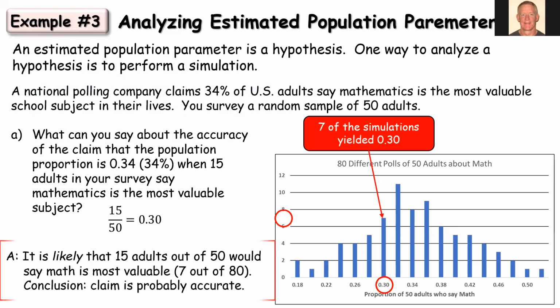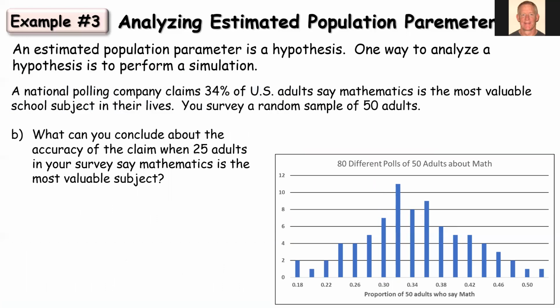So what can we conclude here? We could say that, yes, it's likely that 15 adults out of 50 would say math is the most valuable if the true number of the entire population is 34%, because 7 out of 80 is a pretty high frequency in which that result occurs. So our conclusion here is that the claim is probably accurate. Can we say 100% that it's accurate? No, but we can say it's more than likely accurate.